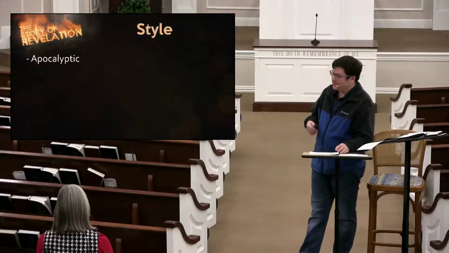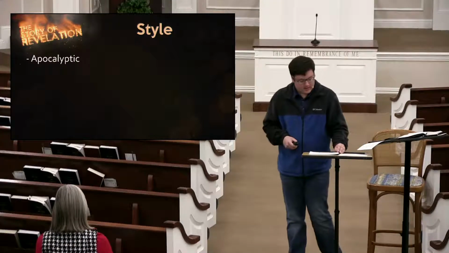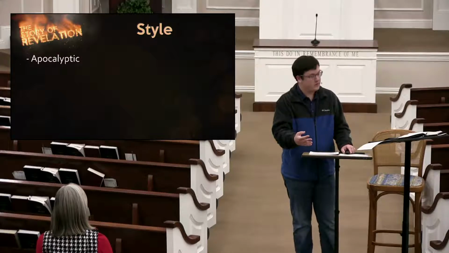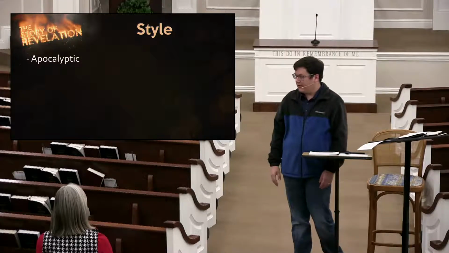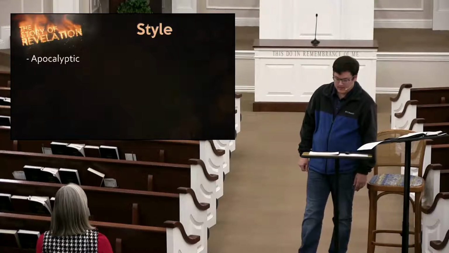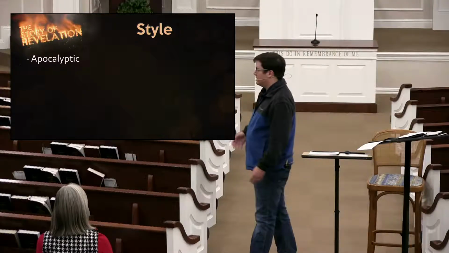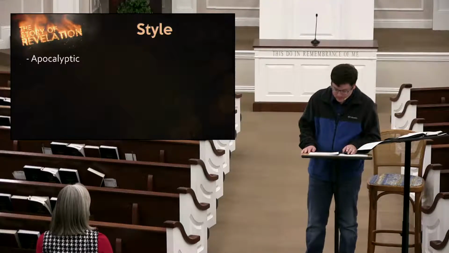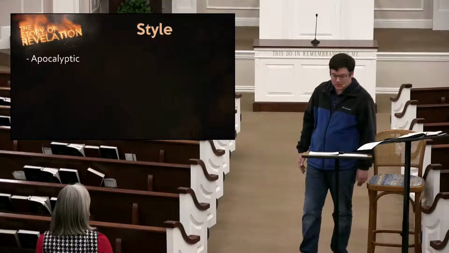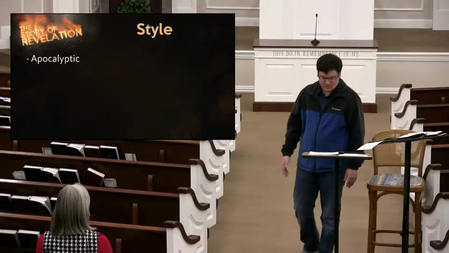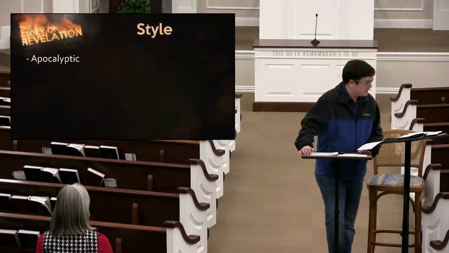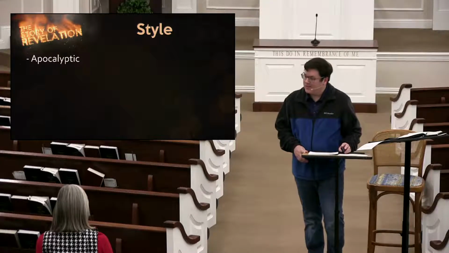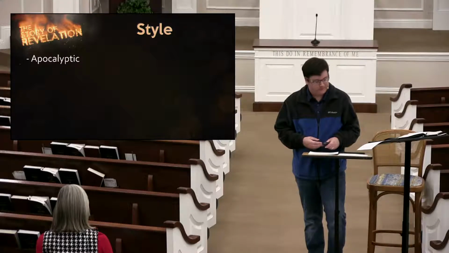Apocalyptic books had an agenda, typically. They would allude to the present distress. They would also point to a glorious future and deliverance from the oppression that was being faced. In this situation, we're going to see deliverance from the Roman Empire, deliverance by God for God's people. The triumph would come as a result of God's intervention on behalf of his people. And we will see judgment upon the enemies.